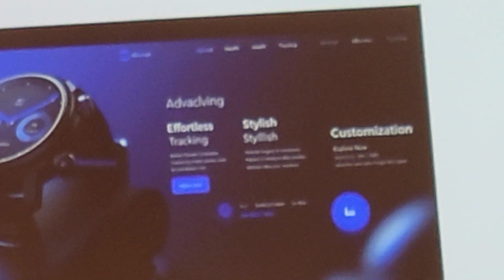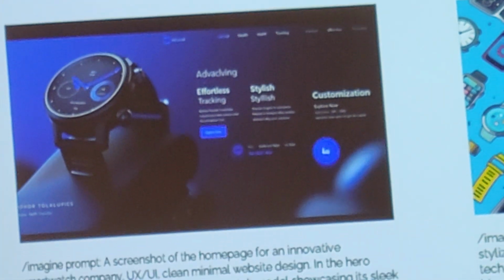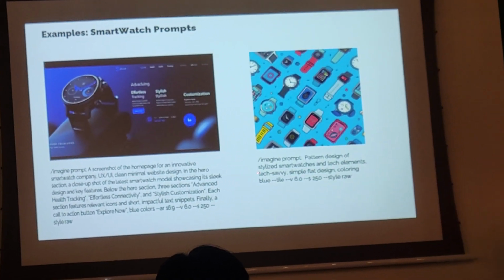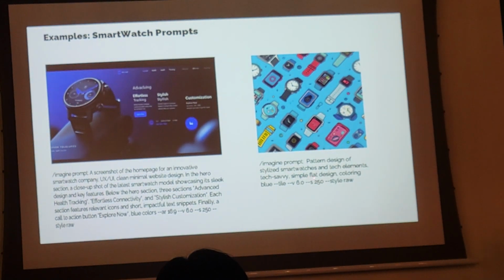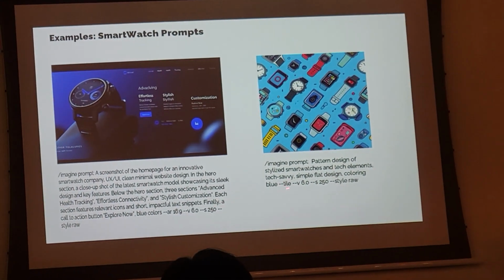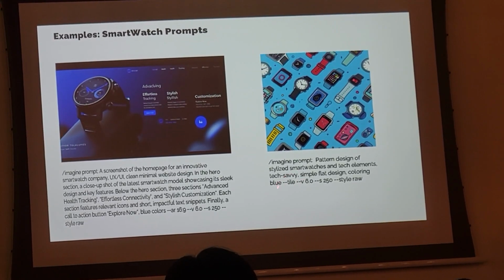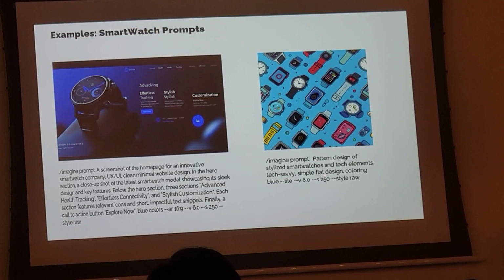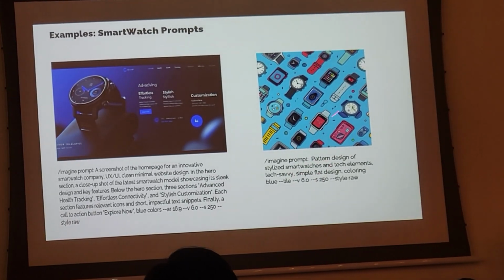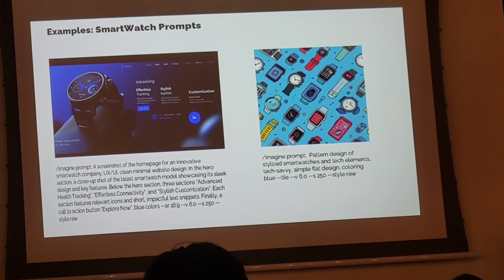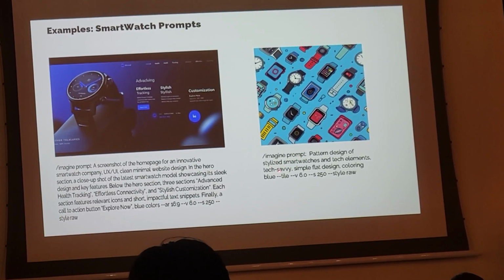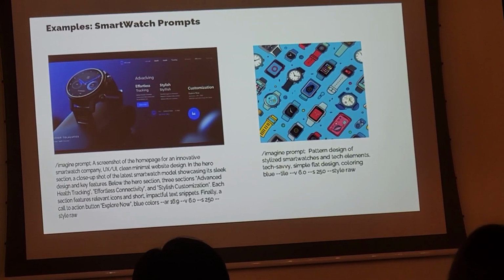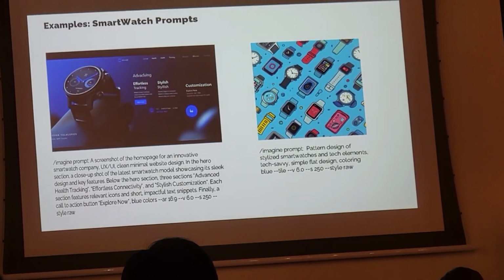This one is called Tile. So it's a pattern design of stylus, the smartwatch and tech elements, tech savvy, simple flat design, color in blue. And then you see this parameter, --tile. If you do --tile, it doesn't need to be flat, right? It can be a regular image. It doesn't need to be a graphic logo. But once you do tile, the result can fit a pattern, right?